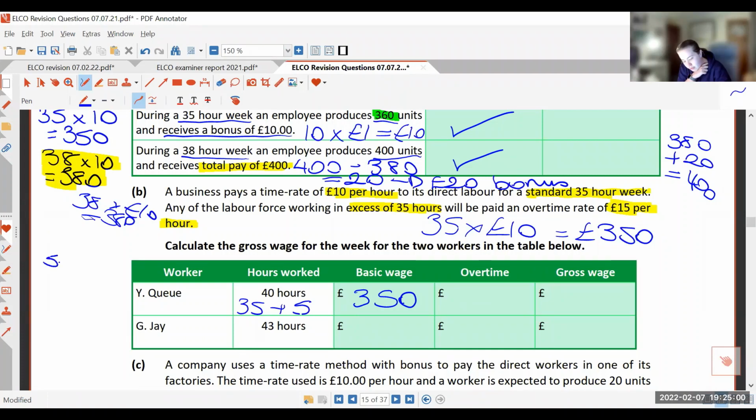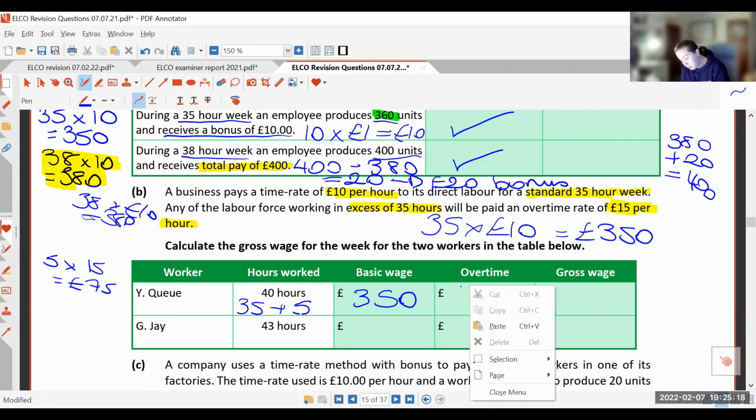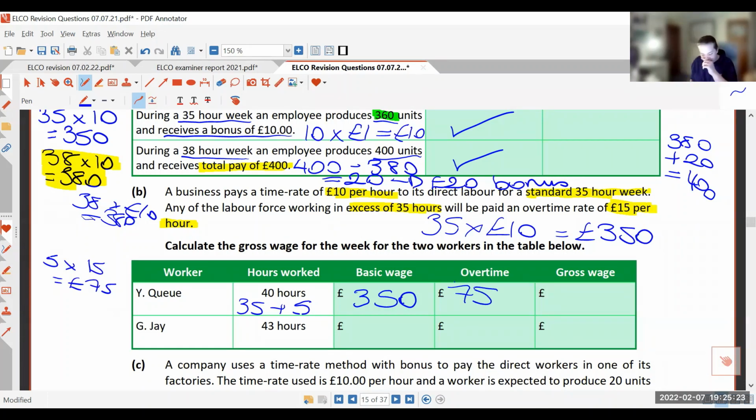We've got 5 hours of overtime multiplied by the £15 overtime wage. I'll just double check that on my calculator. Would help if I did the right thing. So I make that £75 of overtime. If anyone wants to disagree with me, I will take it. Okay, and then we can add those together, and I make that 425.